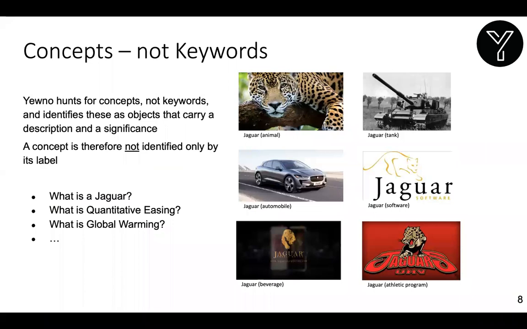And what exactly is a concept? A concept is different from a traditional keyword or semantic metadata because it carries with it a definition. So if I were to say to everyone on this call, what is a jaguar? Some people might be thinking about Jaguar the animal. Others might be thinking about Jaguar the tank. Others might be thinking about Jaguar the car. There's also Jaguar the software. There's a drink called Jaguar, and there's also an athletic program. So the word itself, the label, is not enough for us to know exactly what we're talking about.